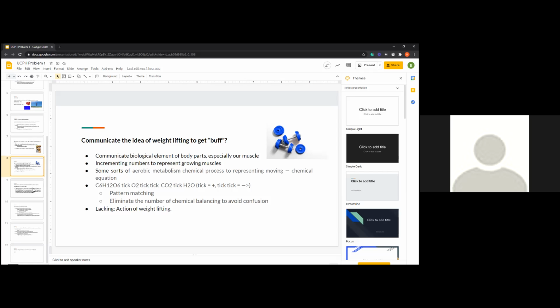And we can give several examples of these chemical equations to establish the pattern, so that the Martians can realize what we are trying to communicate. Also, we eliminated the numbers for chemical balancing to avoid confusion, because we're using numbers to represent the elements, and extra numbers in front of the elements would cause confusion. And still, in this example, we are lacking the action of weightlifting.